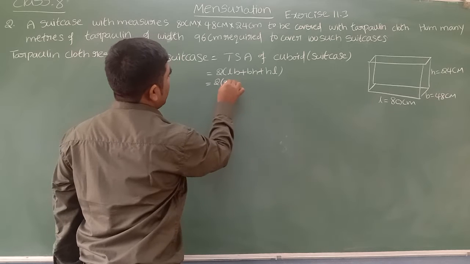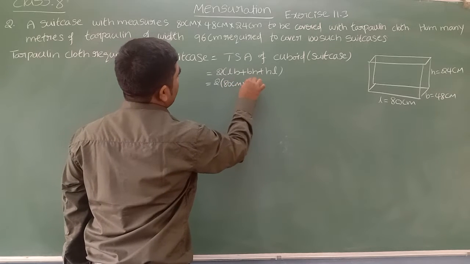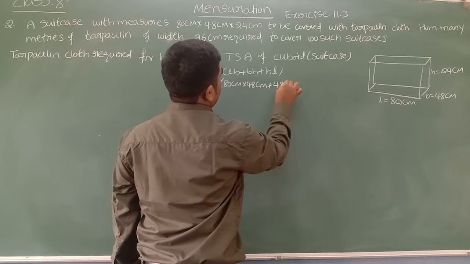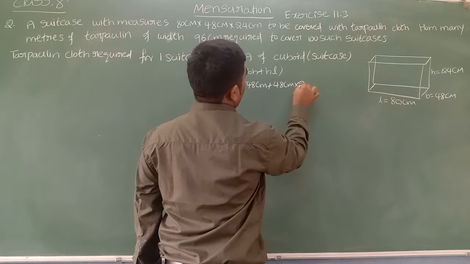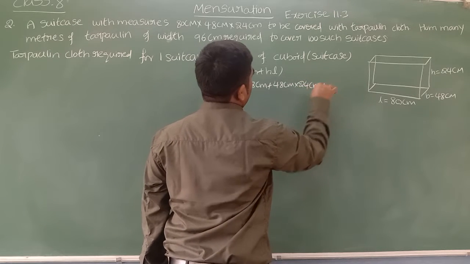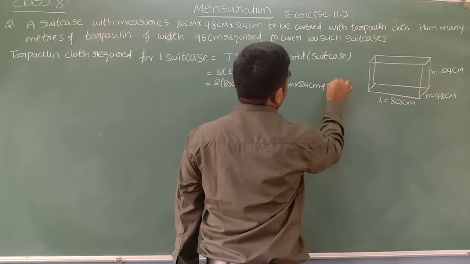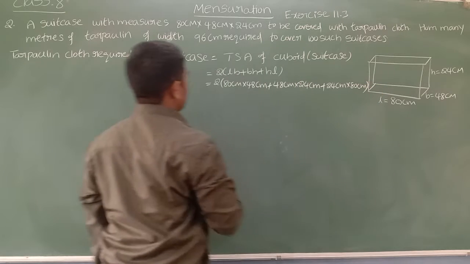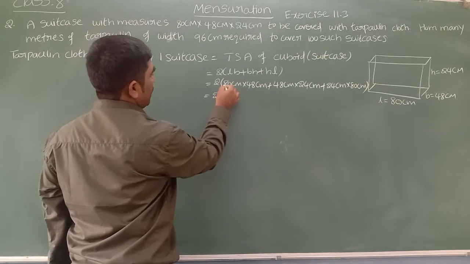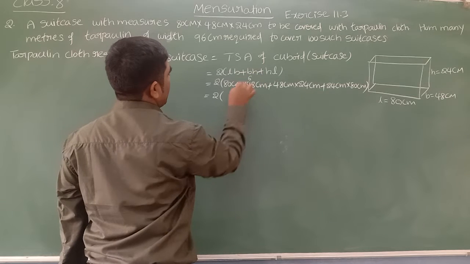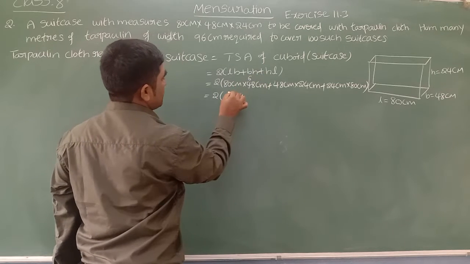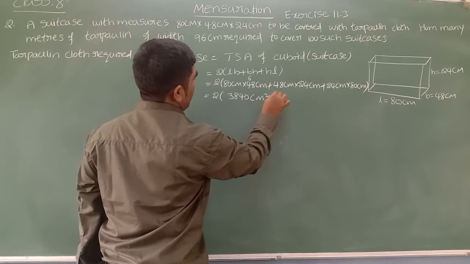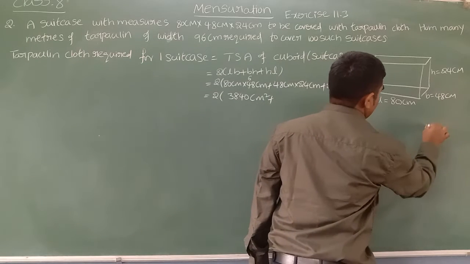L into B, we can write here 80 cm into 48 cm, plus B into H, 48 cm into 24 cm, plus H into L, 24 cm into 80 centimeters. Simplify here now. 2 into... 8 8s are 64, 8 4s are 32, 32 plus 6 is 38, 3840 square centimeters, plus multiply both of these.